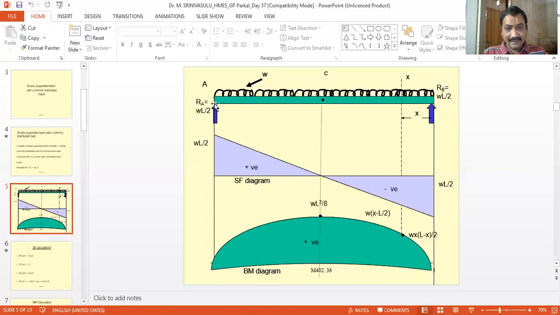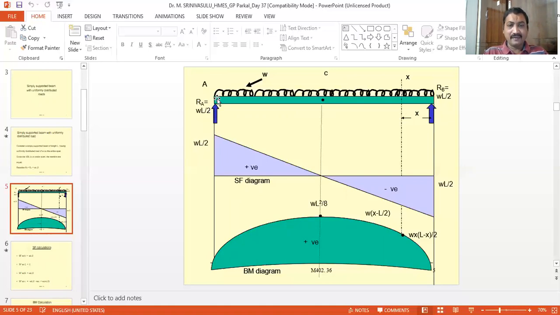So I'm considering either I can take the right or the left, but it is convenient for me to consider the left of the section. That's why I'm considering the left of the section. Now if you draw a vertical line, that is the section at this point, to the left of the section, just at point A.